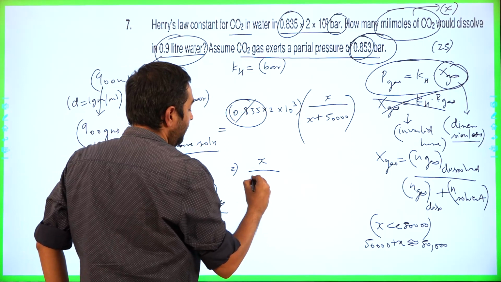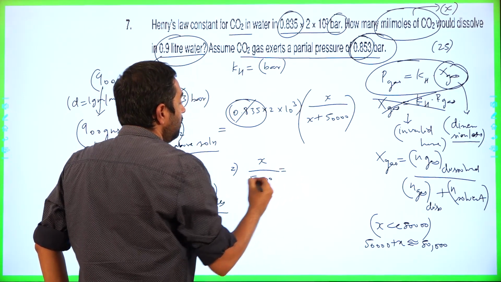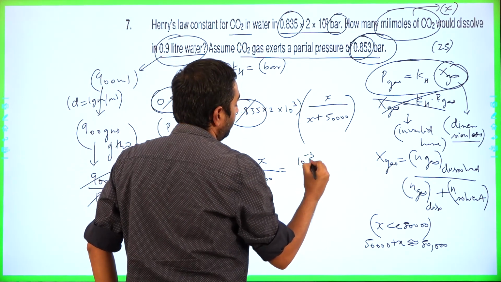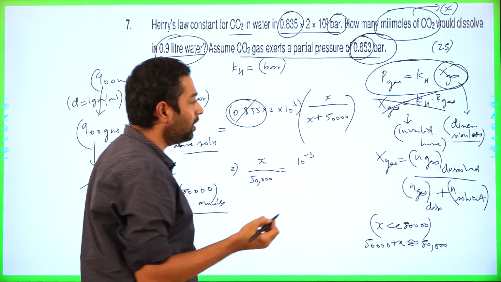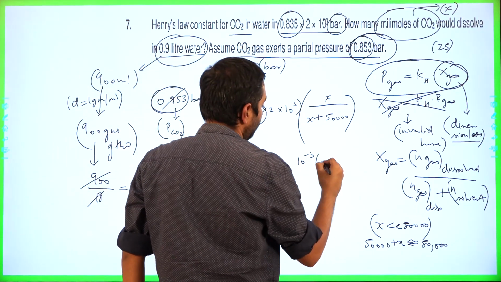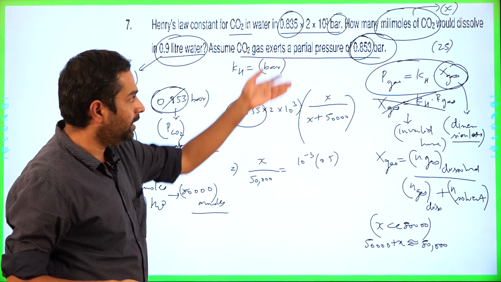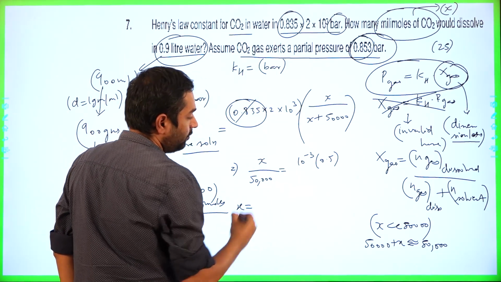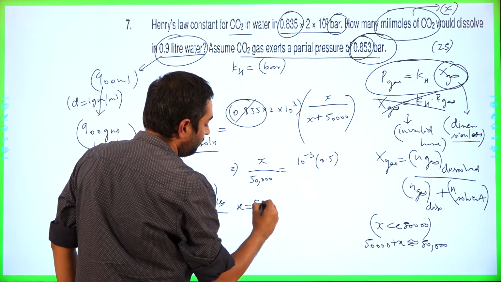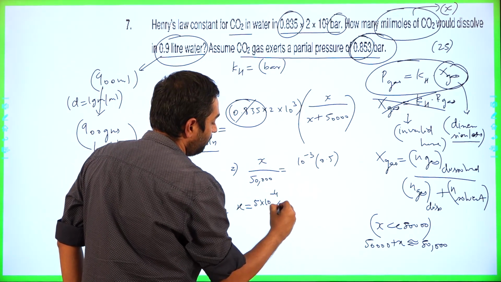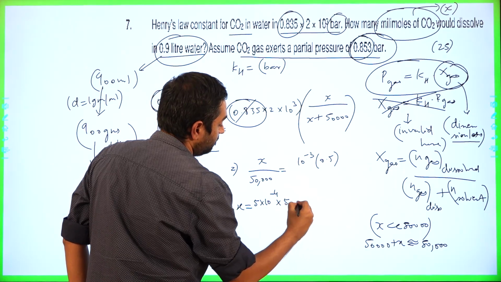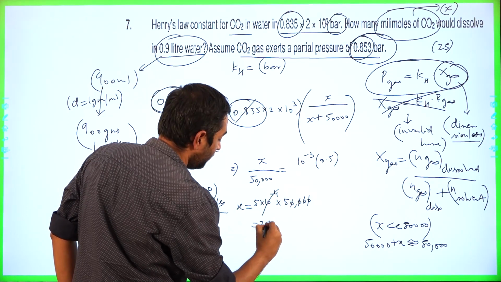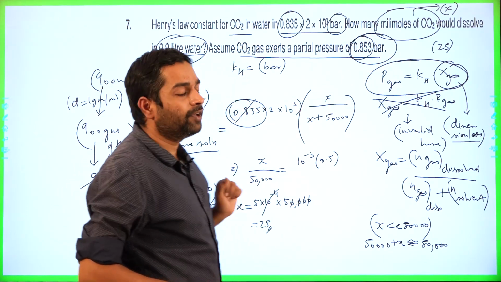Substituting, we will end up having X divided by 50,000 works out as, bringing this to the other side, 10 power minus 3 into 1 by 2, which works out as 0.5. Solving, we will get the value of X. So X works out as 50,000 into this, which is 5 into 10 power minus 4, into 50,000. All of these will go off, so it works out as 25. So the answer works out as 25 in this particular case.